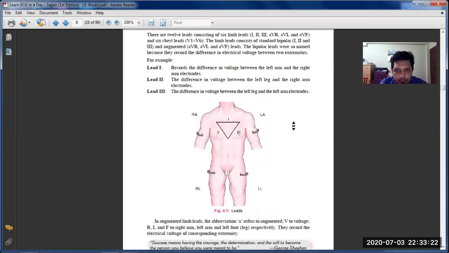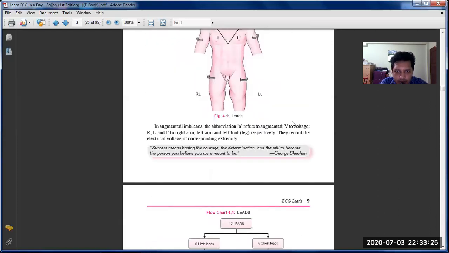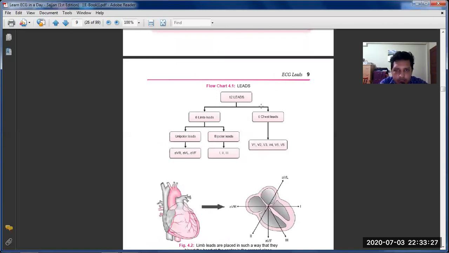Now let's see the ECG leads. I want to show you a diagram first. There are 12 ECG leads, 6 limb leads and 6 chest leads. The chest leads, we all know, are V1 to V6, and there are 6 limb leads. Among them, we can divide into unipolar leads and bipolar leads. Unipolar leads are AVR, AVL, AVF, and bipolar leads are 1 to 3. Here, A means augmented, V means voltage, R means right, L means left, and F means foot.